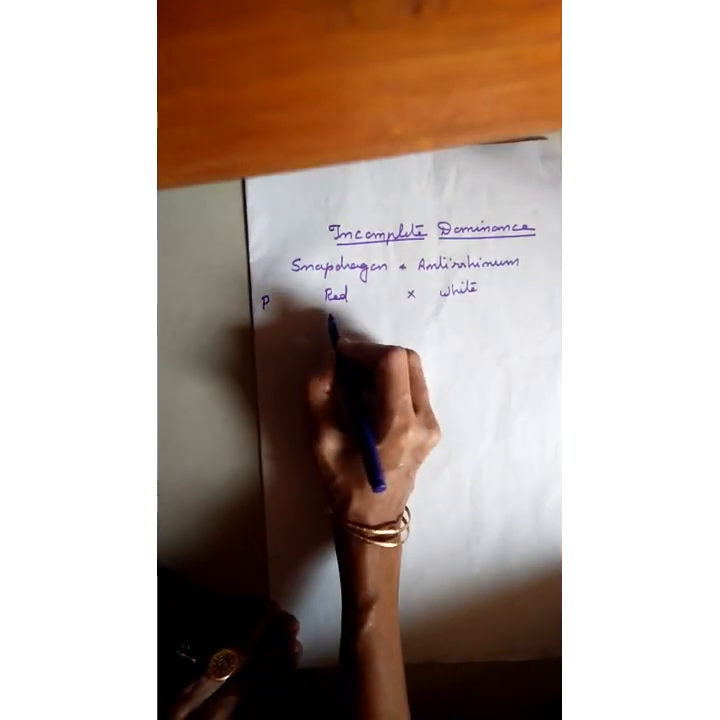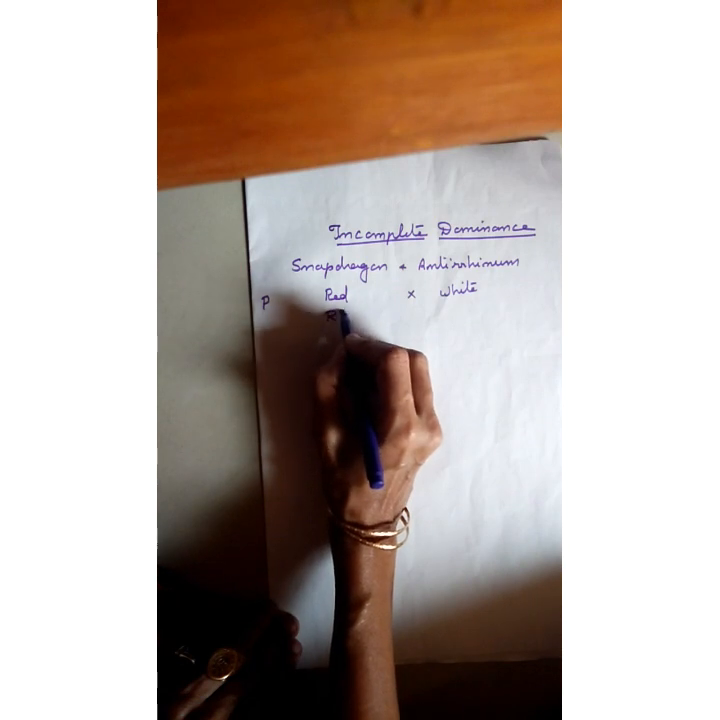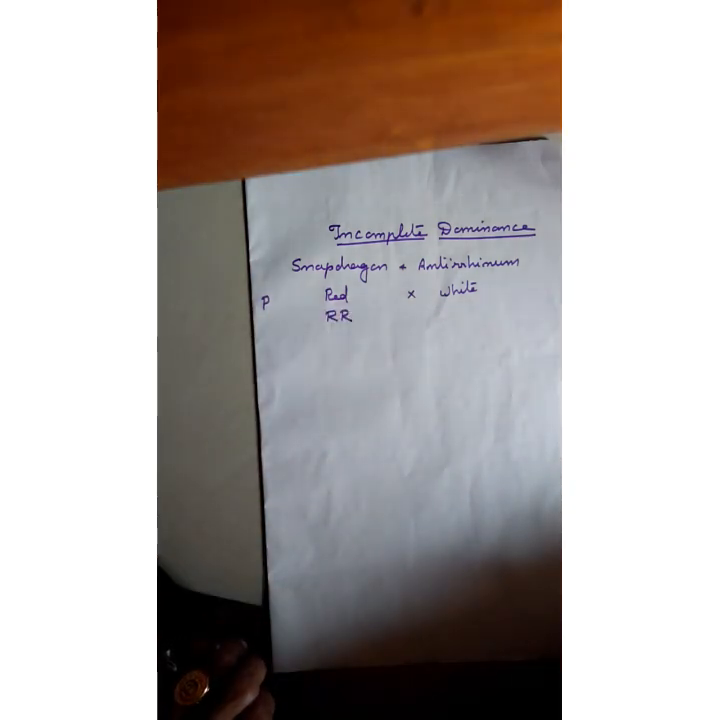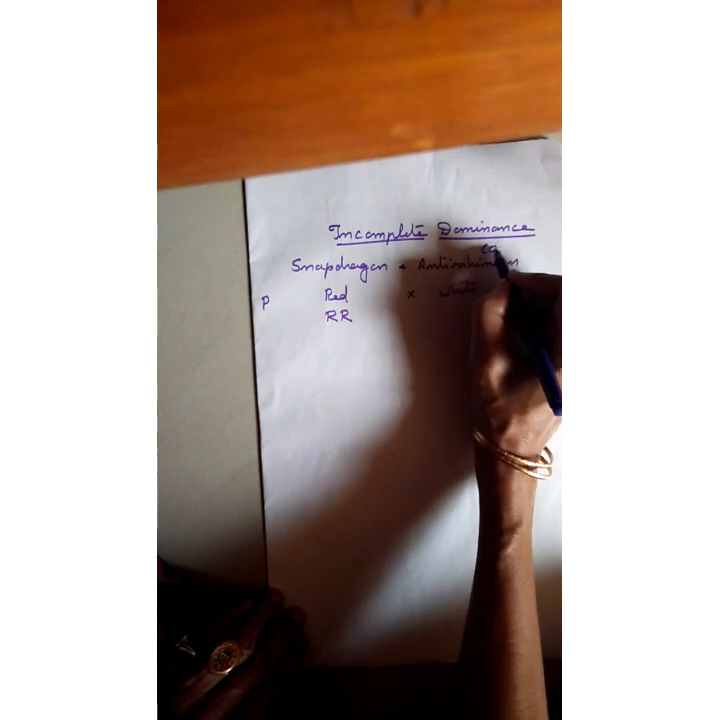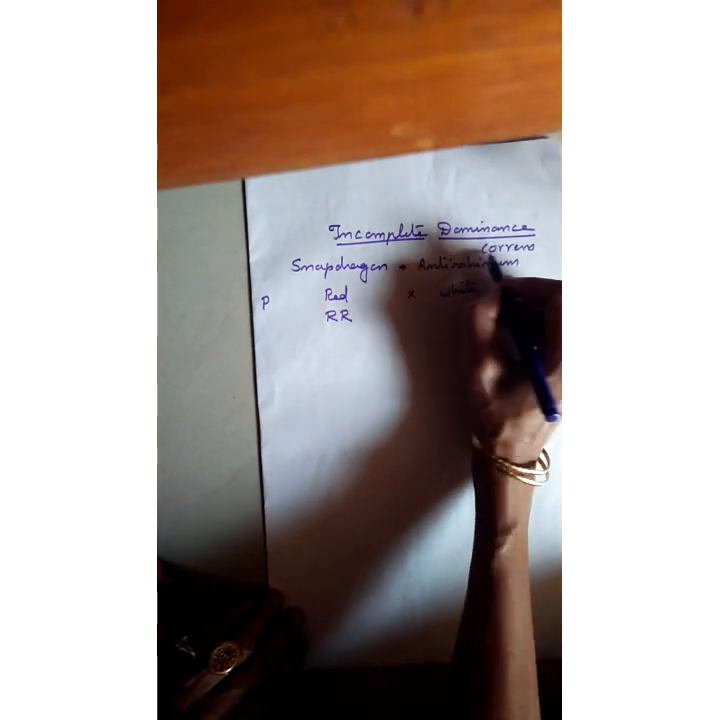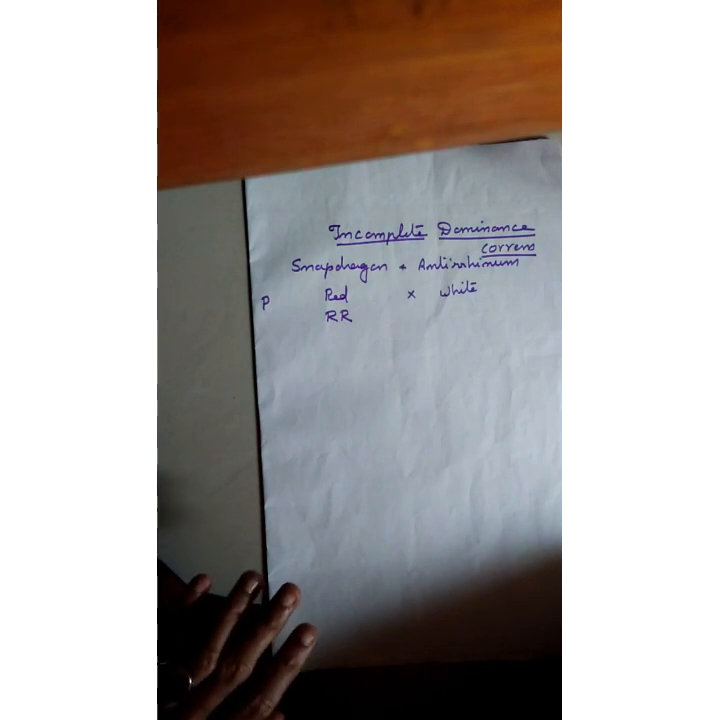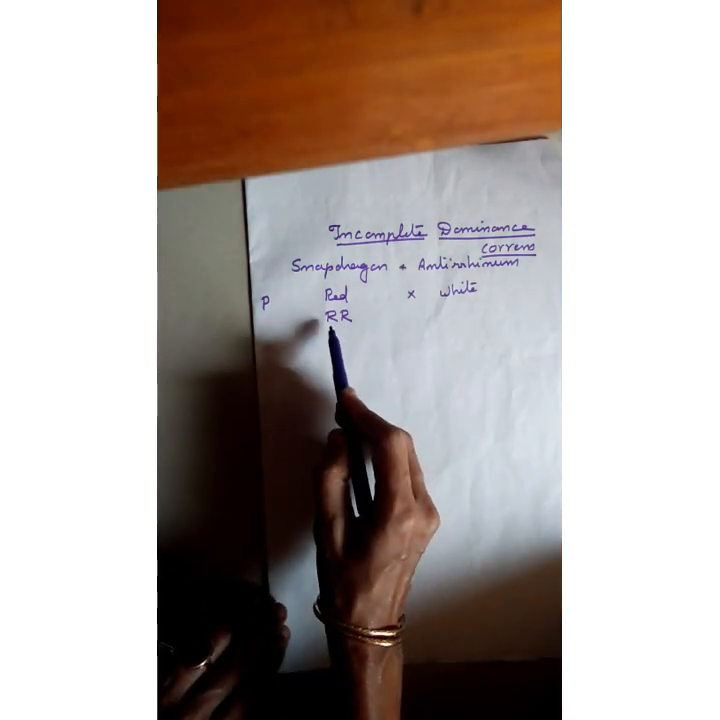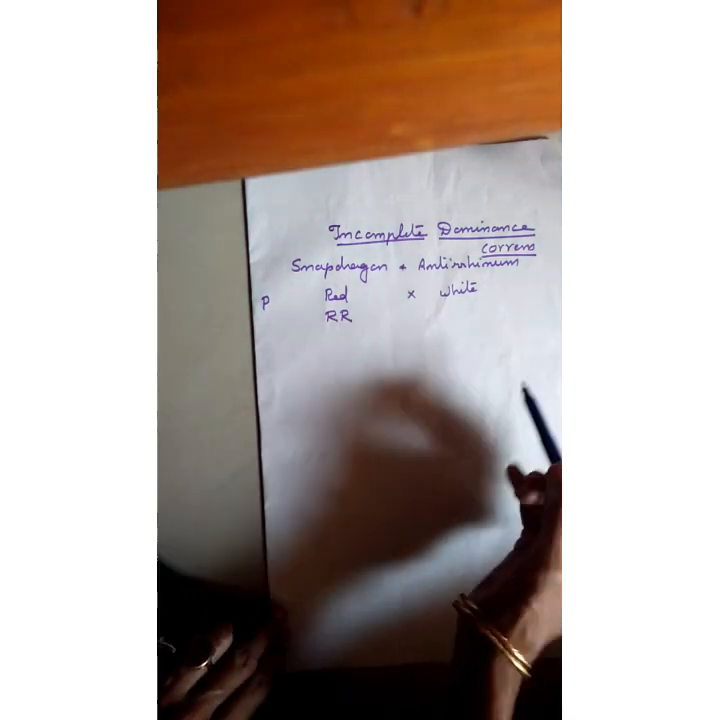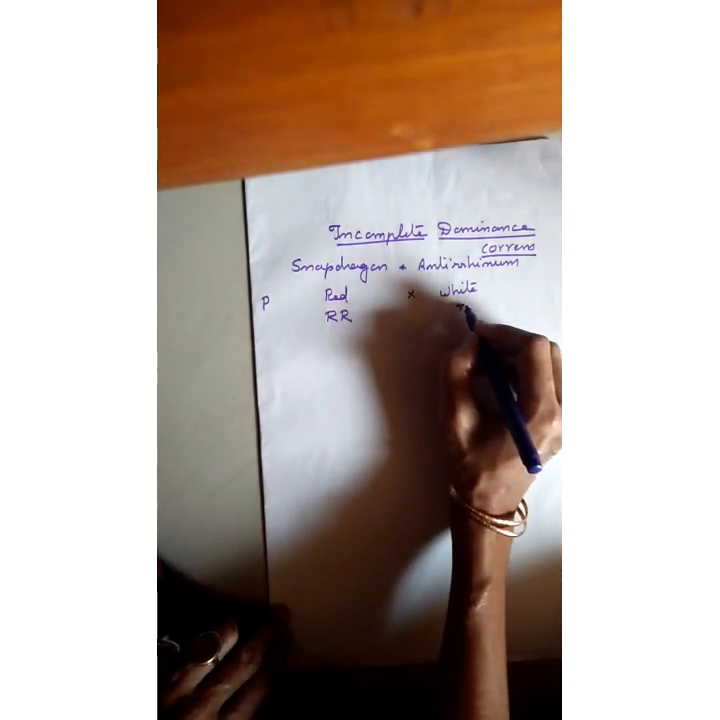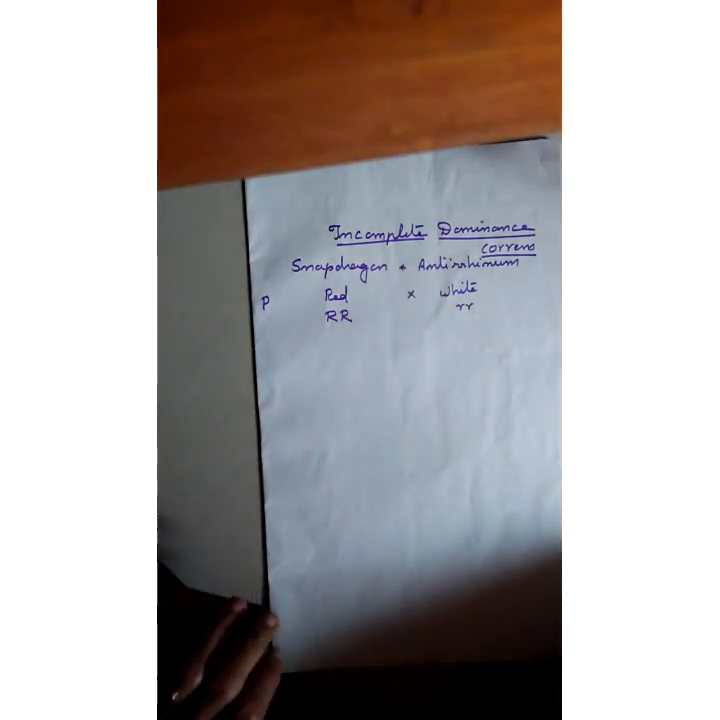So which letter do I have to use? Capital R. Initially scientists also felt that red is dominant and white is recessive. It was first reported by a scientist, Correns. So he considered red is dominant, white is recessive. To denote red color, capital R is used. To denote white, small r he used.